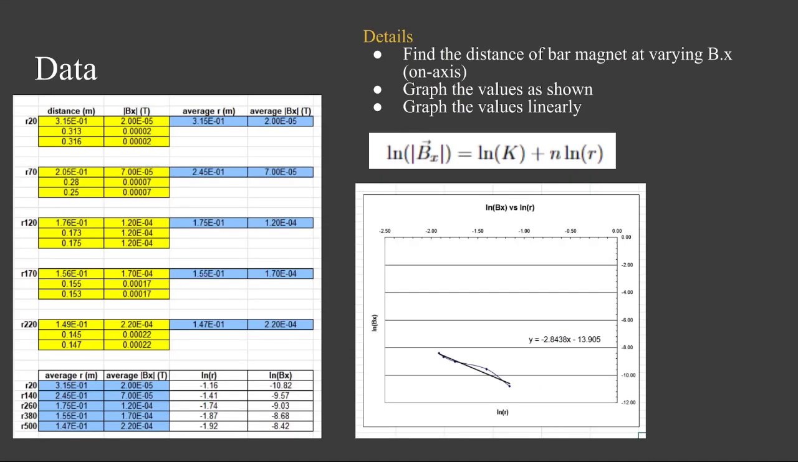The far yellow column represents the on-axis distance from the bar magnet at various magnetic fields. The right yellow column are the values of the magnetic field. The blue columns are averages of the distances and the magnetic fields. Next, the data was linearized and graphed using the equation above, and the slope-intercept equation is seen on the right.